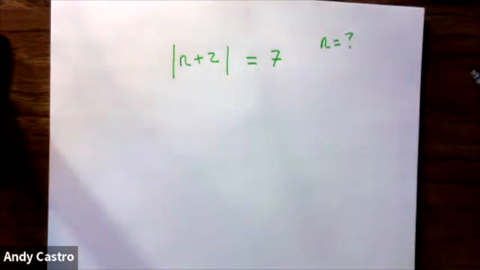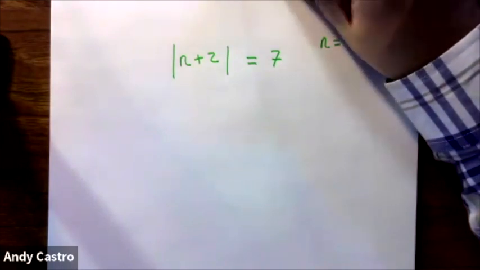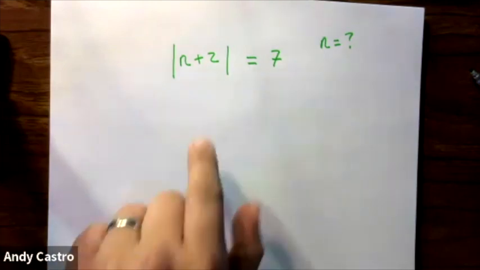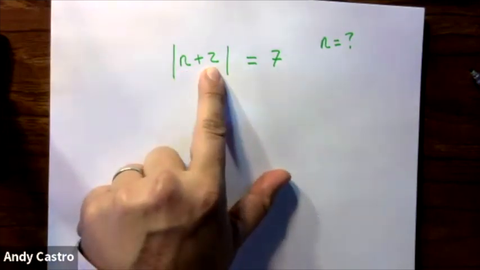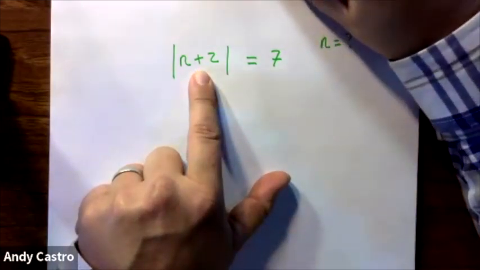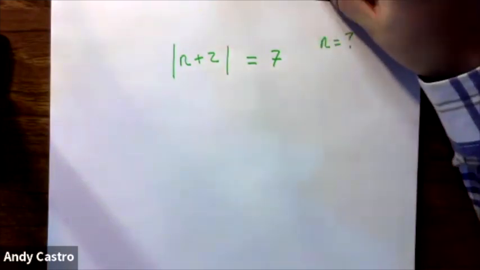All right, somebody said 5. 5 is one of the answers. There's actually two. Someone said 5 and -5. No, -5 wouldn't work because -5 plus 2 would give me -3, and the absolute value of -3 would be +3, not 7. So it's not 5 and -5.